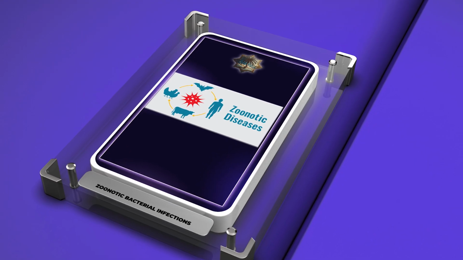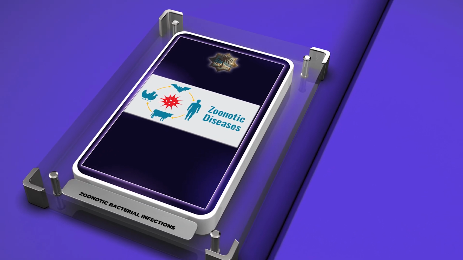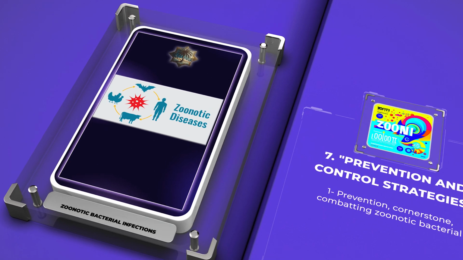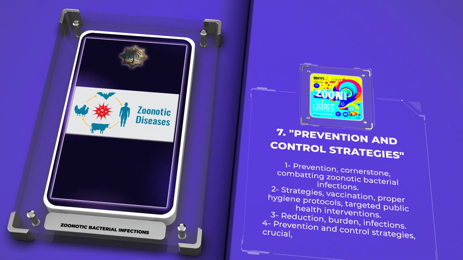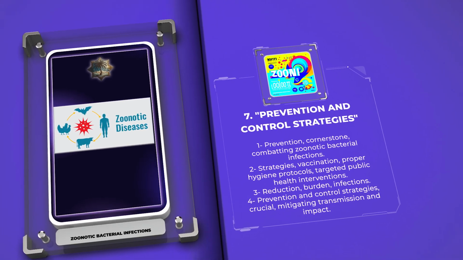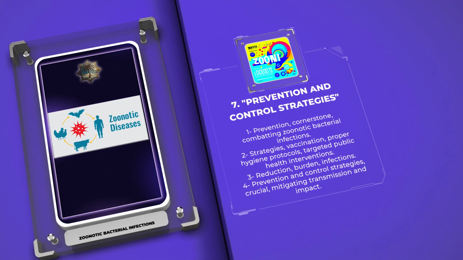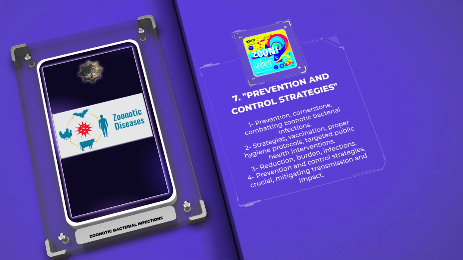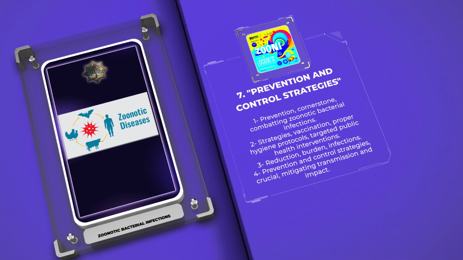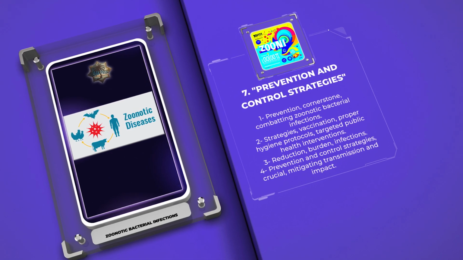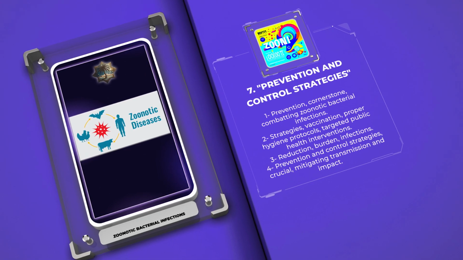Prevention is the cornerstone of combating zoonotic bacterial infections. Strategies such as vaccination, implementation of proper hygiene protocols, and targeted public health interventions can significantly reduce the burden of these infections. In this topic, we will delve into the various prevention and control strategies that are crucial in mitigating the transmission and impact of zoonotic bacterial infections.